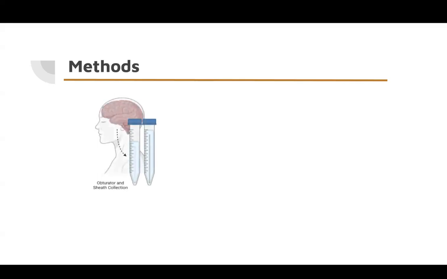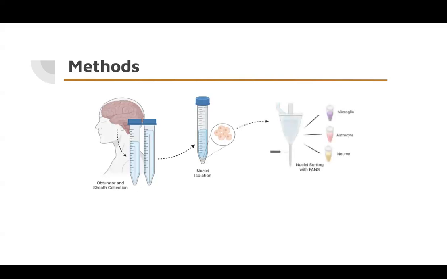First, we collected the obturator and laser sheath after surgery. Unfortunately, this could not be done immediately as the obturator in particular needs to be kept at hand in case a second trajectory is necessary. We then moved on to nuclei isolation, where we destroy the cell membrane to access the nuclei within it. FANS, or fluorescence-activated nuclei sorting, was used to separate the brain nuclei from other nuclei present, such as bone or skin, while also quantifying the brain nuclei we collected.